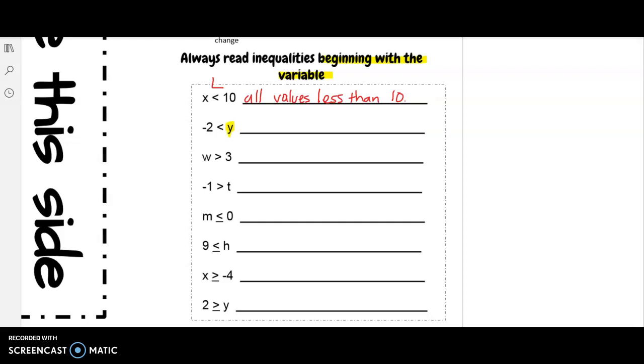And we can go ahead and flip it ourselves if we want to rewrite it above. So y is, and flip the symbol, so the y is on the left, and the -2 is on the right. So if you are to switch the left and right side, remember that the symbol needs to be flipped. So it's not actually a less than, it's a greater than. So all values greater than -2.